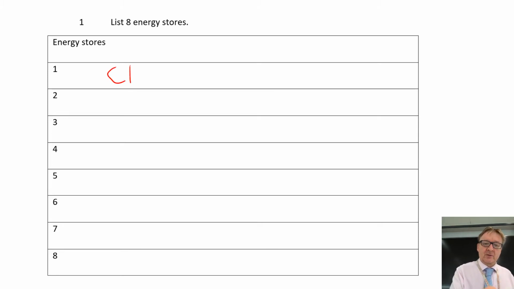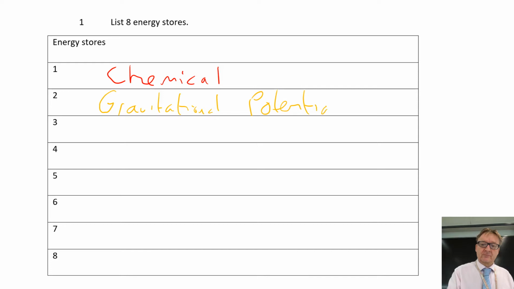The first one is chemical, so something like in food or in a battery. The second one is gravitational potential energy. So that's anything that's kind of away from gravity. If you move something up and away from gravity, that's got gravitational potential energy.